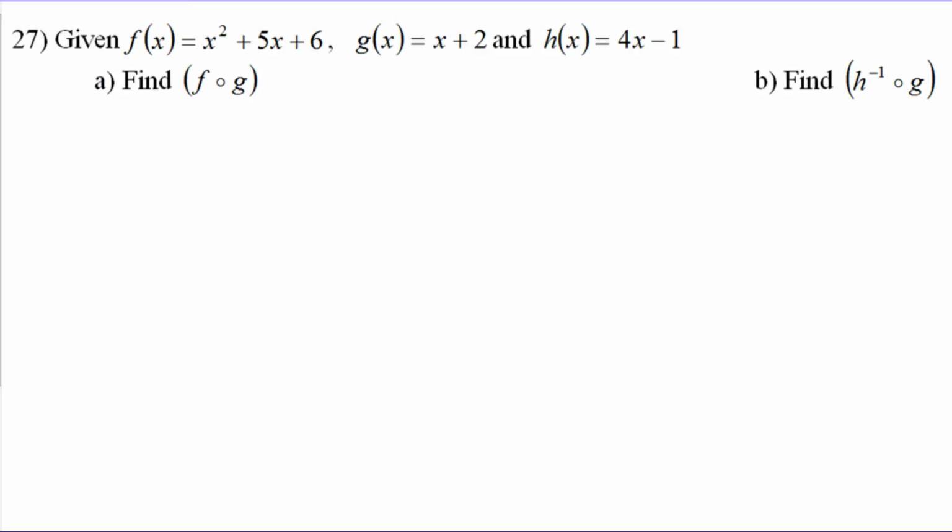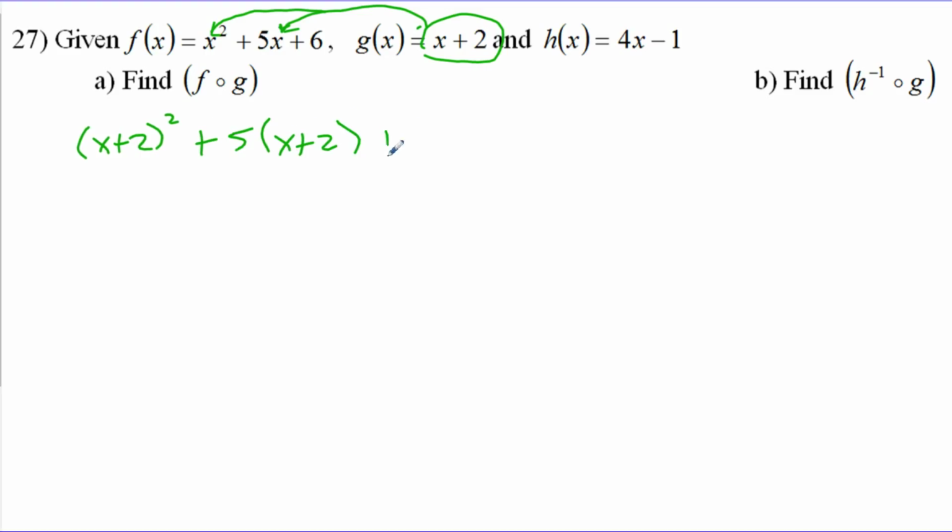Problem 27 is asking us to do composition. So this symbol right here, remember, open circle means to compose, and what compose means is, in this problem they're asking us to take the g function x plus 2 and go to the f function and plug in. So in both of these spots here, I'm going to plug in the g function. So this is going to look like x plus 2 squared plus 5 times x plus 2 plus 6.